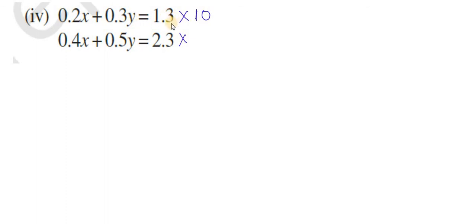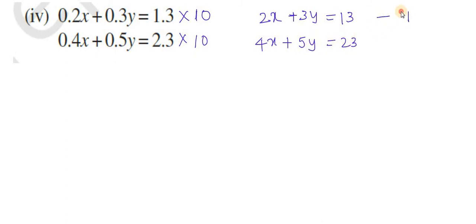But I have only one digit after the decimal, so I'll multiply by 10. If I multiply by 10, what am I going to get? 0.2 into 10 is 2x, plus 0.3y into 10 is 3y, which equals 1.3 into 10, that is 13. And 0.4 into 10 is 4x, plus 0.5y into 10 is 5y, which equals 23. Call this equation 1, and this is equation 2.